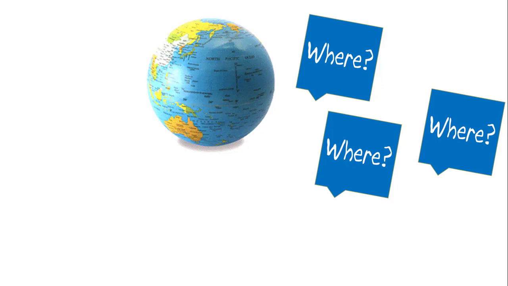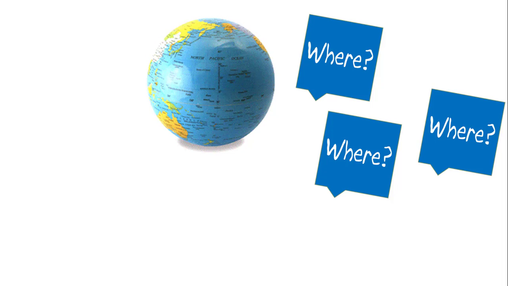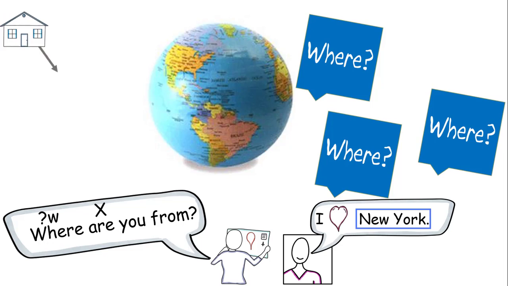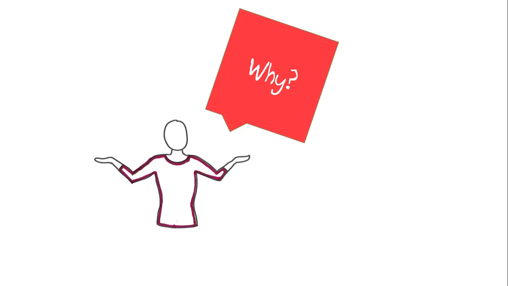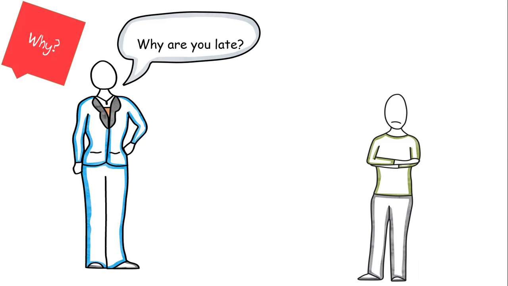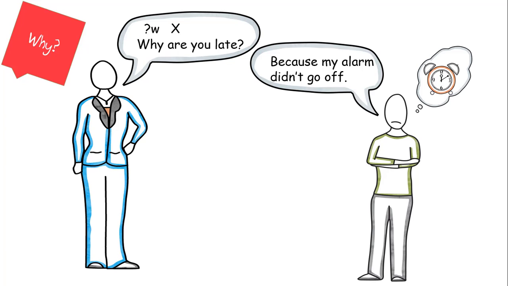Where asks about a place or location. Where are you from? The question word is where, and the X word is are. And what's the answer to where? New York. Why asks for a reason or explanation. Why are you late? The question word is why, and the X word is are. And what's the reason? Because my alarm didn't go off.